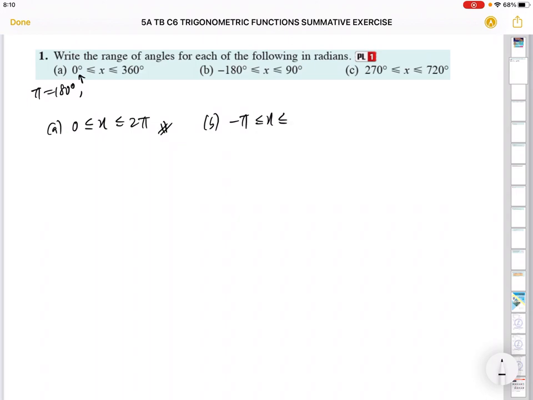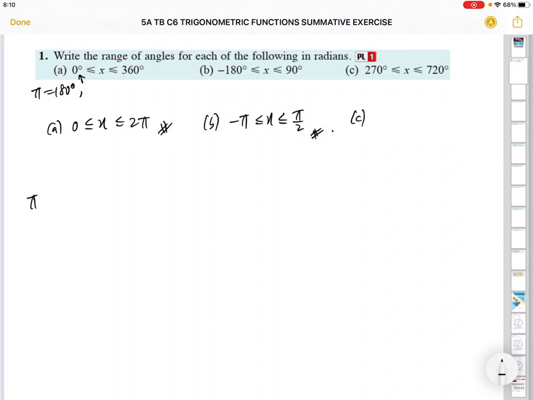Now, if you take 180, you divide by 2, you get 90. So for angle in radian, 180 is when you convert to radian is pi, so 90 will be pi over 2. Okay, simple as well. How about part C, 270?